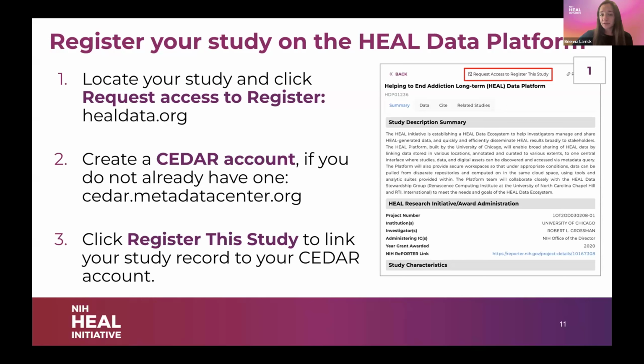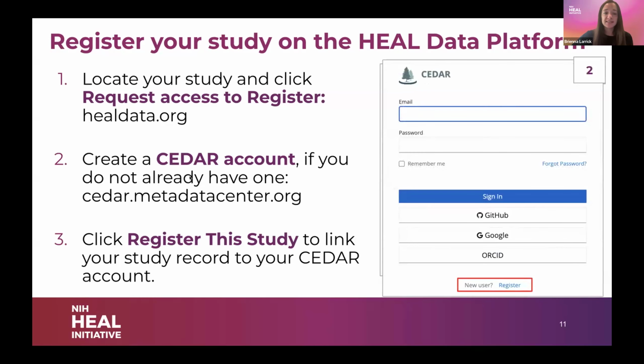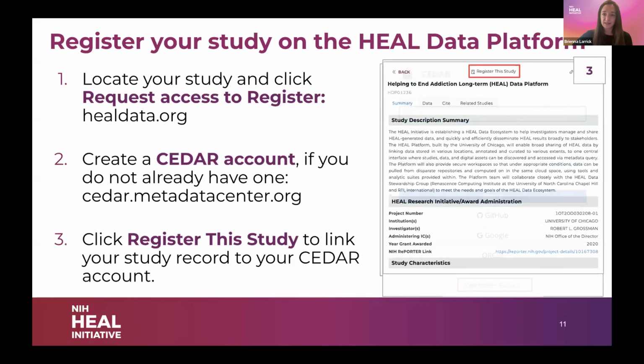While our team is approving your request, you're going to go over to the CEDAR platform. We use this for study level metadata, and I'll talk more about that shortly, but you're just going to click the new user register button at the bottom if you haven't done this already, and you're going to create an account. The third step to registering is coming back to the platform, and once our team has approved your request, you can click the register this study button.